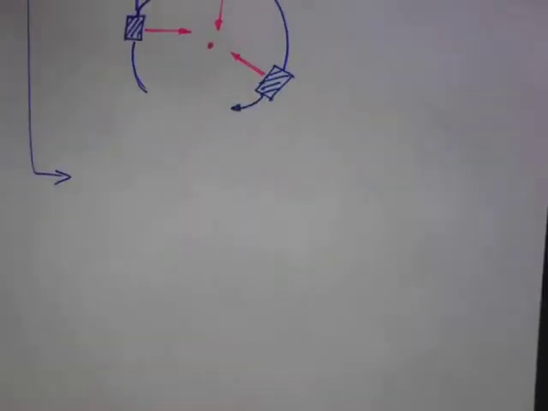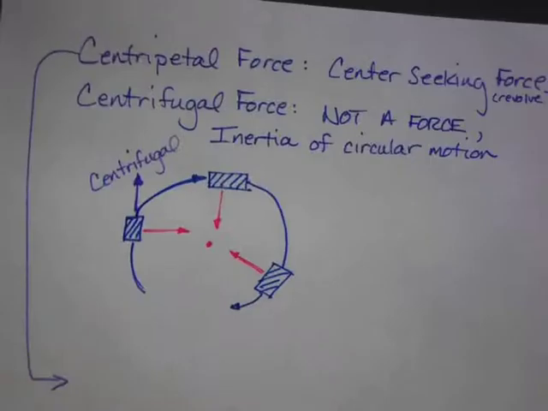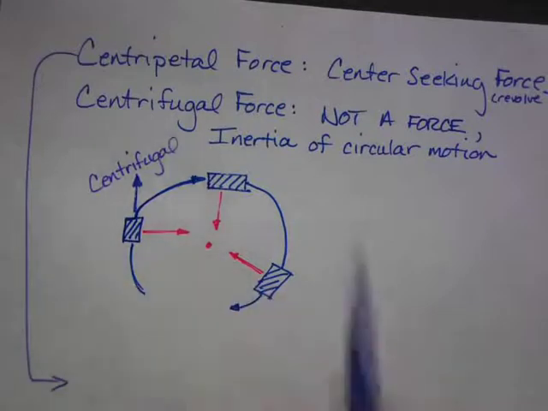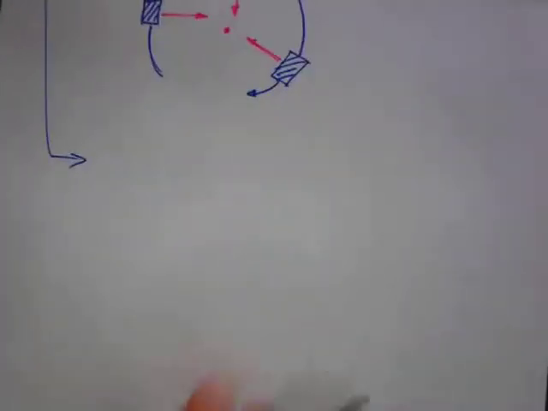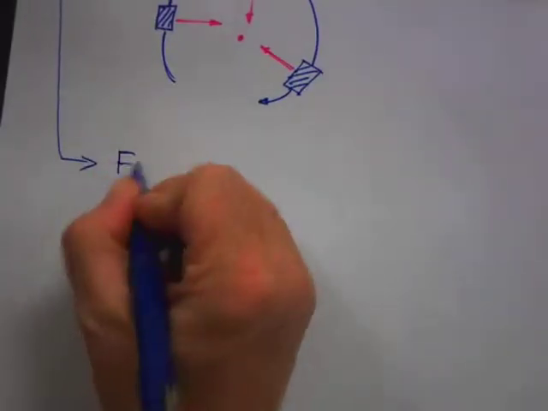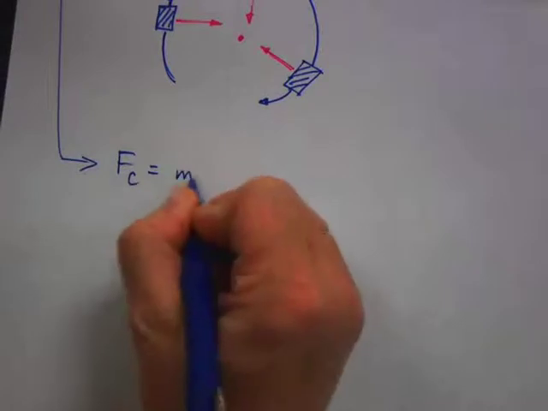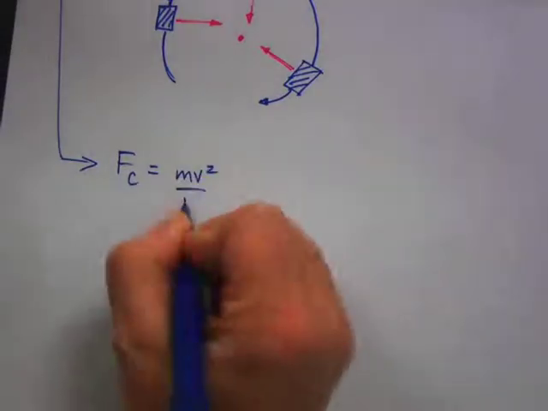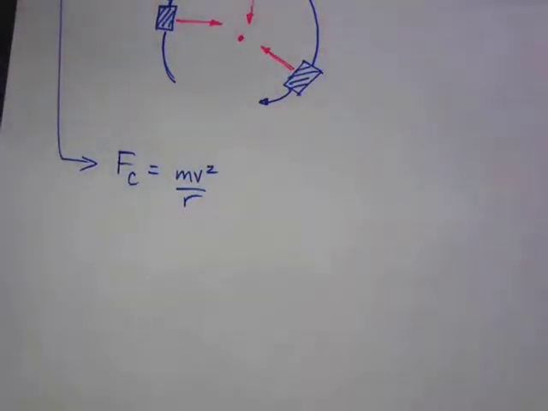Okay, good question. All right, so centripetal force, I'm going to just go like this. If you derive what's happening to the car as it goes around in a circle, or any object, you end up with this.